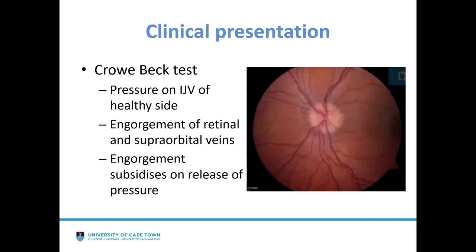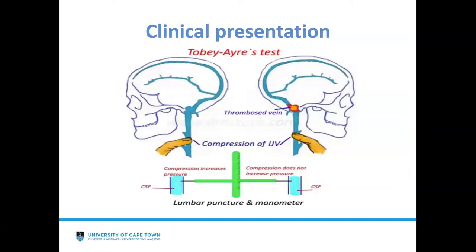There is also an entity called the Crowe-Beck test, that is by instilling pressure on the IJV of the healthy side, you then cause engorgement of the retinal vessels. This should be seen on fundoscopy and in the supraorbital veins. And then the engorgement subsides on release of the pressure. You're basically increasing your intracranial venous pressure.